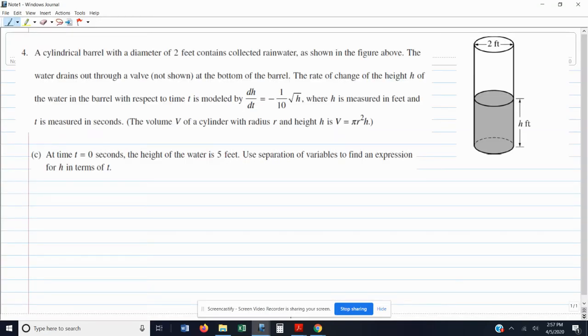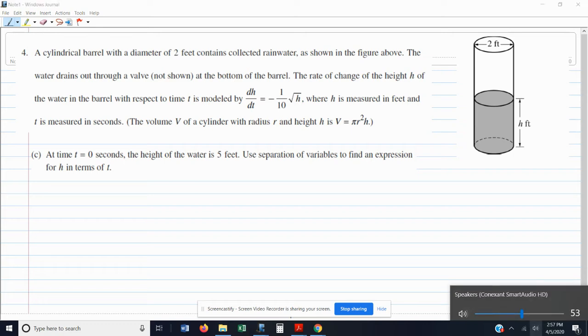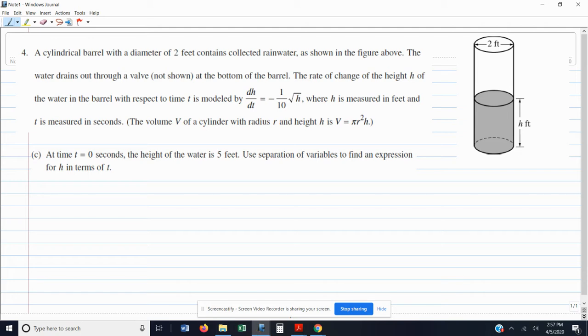This is number 4 from the 2019 free response exam, no calculator section. We have the barrel with a diameter of 2 feet. Water is being collected. Let me just read this. A cylindrical barrel with a diameter of 2 feet contains collected rainwater as shown in the figure. The water drains out through a valve not shown at the bottom of the barrel.